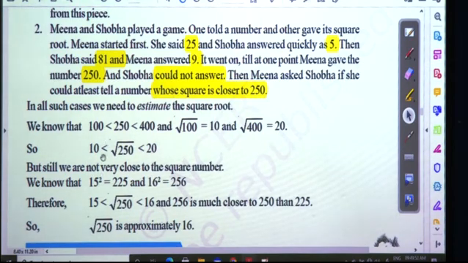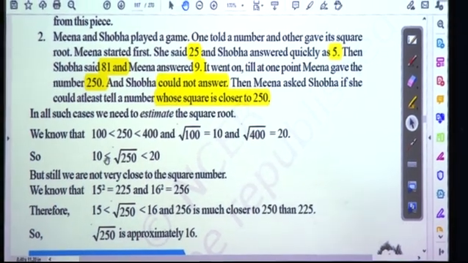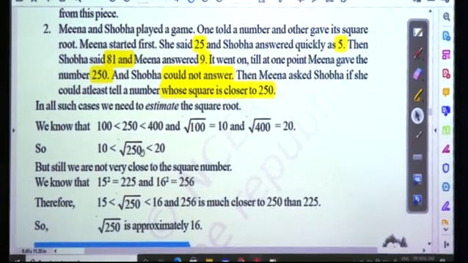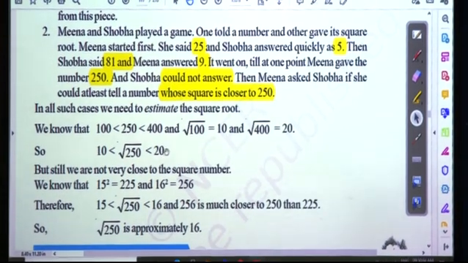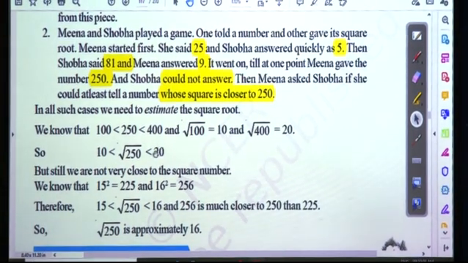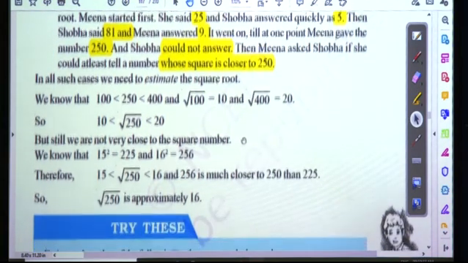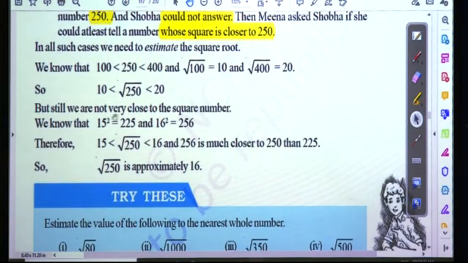That means the square root of 100 is less than the square root of 250, and it is less than the square root of 400. Here you can see the square root of 100 is 10, the square root of 400 is 20, and in between them lies the square root of 250. But still we are not very close to the square number.